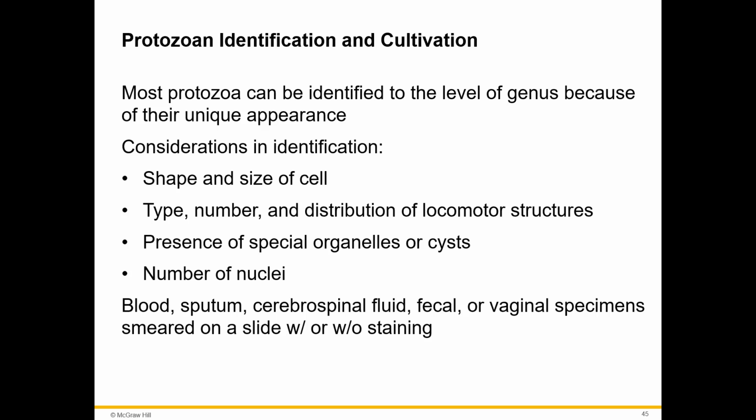So again: size and shape of the cell; type, number, and distribution of the locomotor structures; the presence of specialized organelles or cysts; and the number of nuclei. Blood, sputum, which is just deep spit, cerebrospinal fluid, and fecal or vaginal specimens smeared on a slide, with or without staining, are the most common specimens that we would collect.